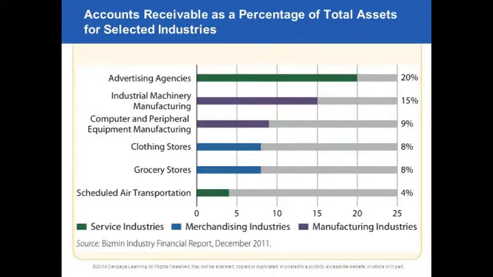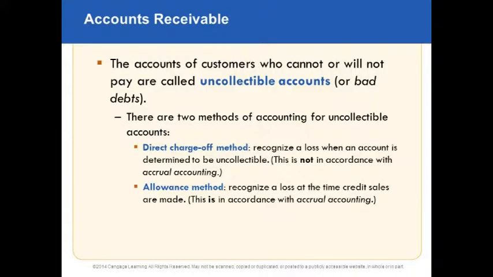Now, accounts receivable also has kind of an ugly side to it. It's called the uncollectible amounts, or the bad debt. And there are 2 different ways of accounting for those uncollectible accounts. One's just the direct charge-off method, and it's really not an accrual accounting method. The other one that we focus on in this course is called the allowance method, and it accords with what you call accrual accounting.